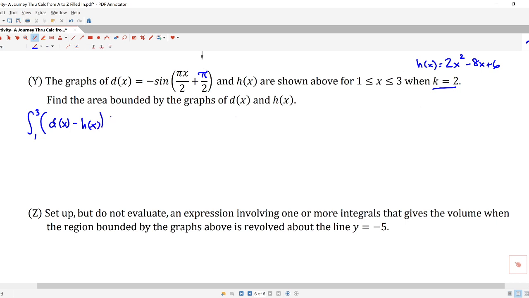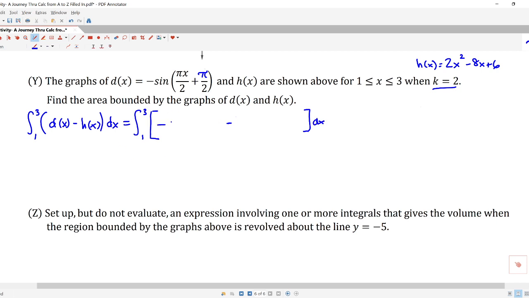I don't know why this is so slow. Hopefully it'll catch up. All right, equals the integral from 1 to 3 of, and usually what I'll do here is I'll open it up with a bracket. This way I'm going to go the upper function here minus the lower function here, close it, and then put the dx at the end.